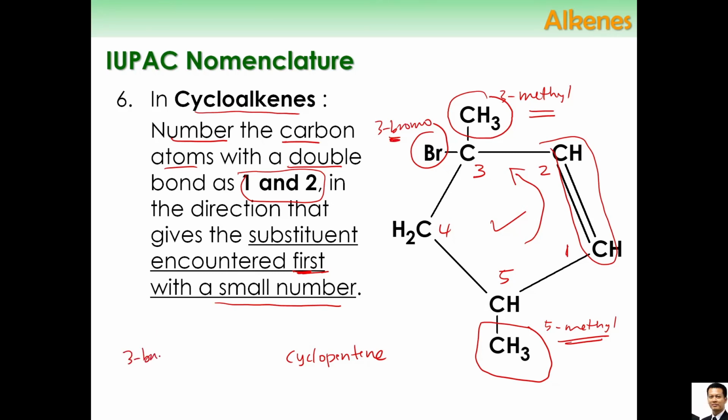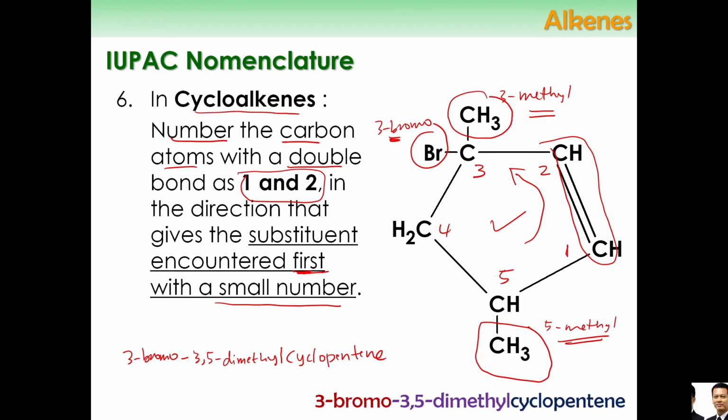So 3 bromo dash 3, 5, do not forget dimethyl cyclopentene. So that is the name for this compound, a cycloalkene. For cycloalkenes, you don't have to determine the diene, just a single double bond. Okay, so let's see. So it is correct. 3 bromo, 3, 5 dimethyl cyclopentene.